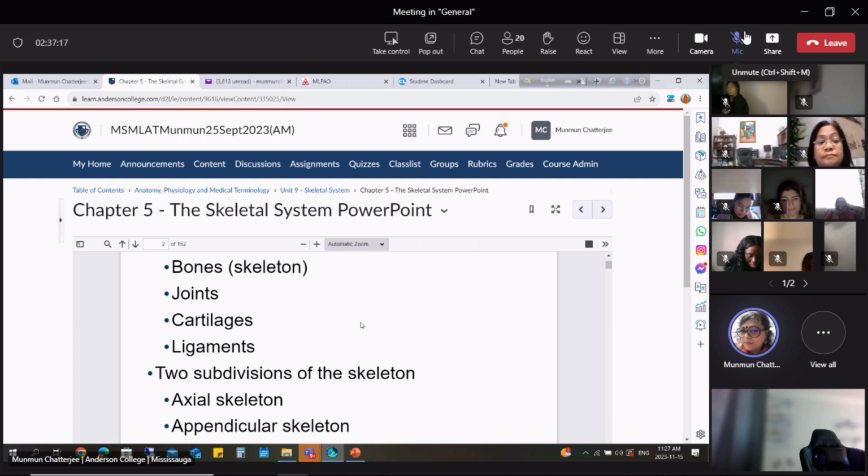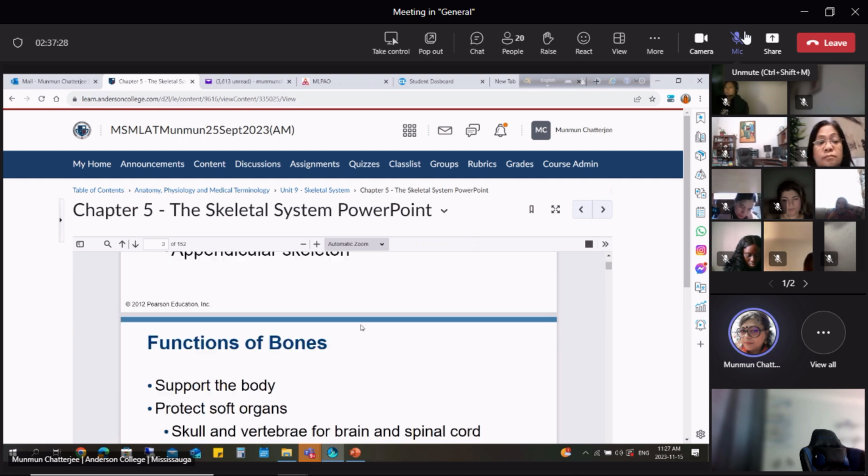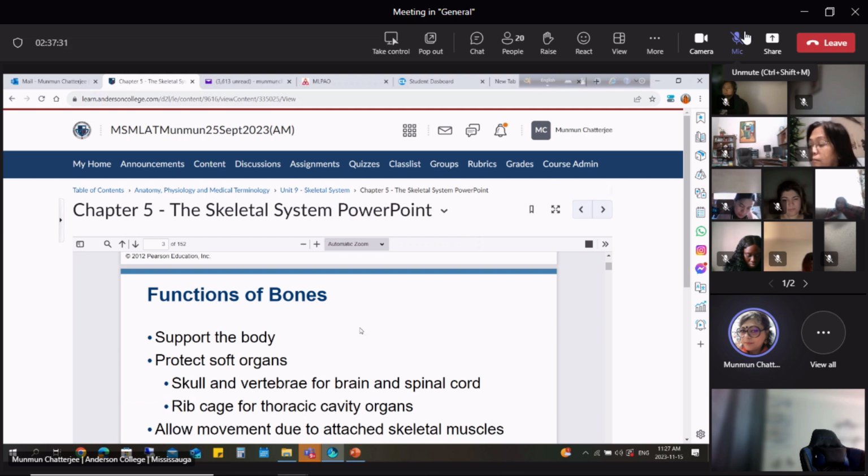What are the two main divisions of our skeletal system? You have the axial skeleton and appendicular skeleton. Axial means the main center body, that is the axial skeleton. And appendicular skeleton means the leaves or appendages. In our case, we have the upper limbs and lower limbs. Those are the appendicular skeleton.